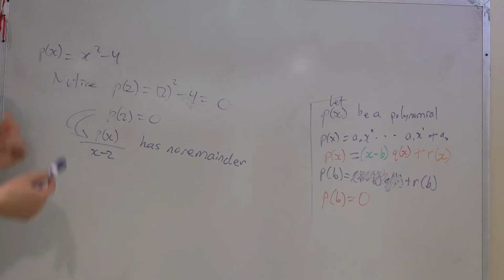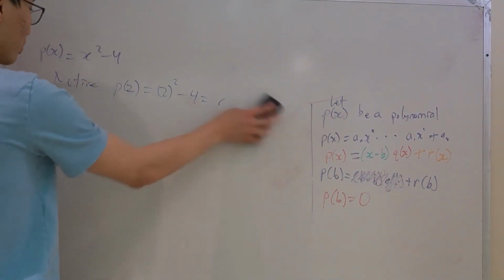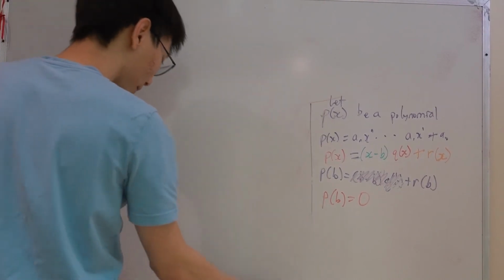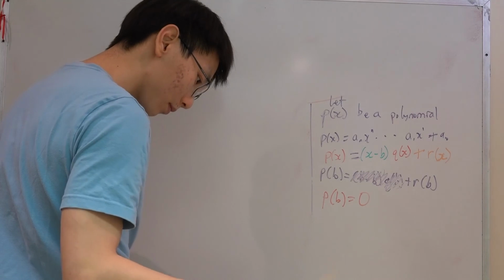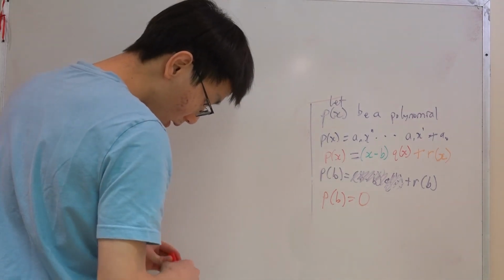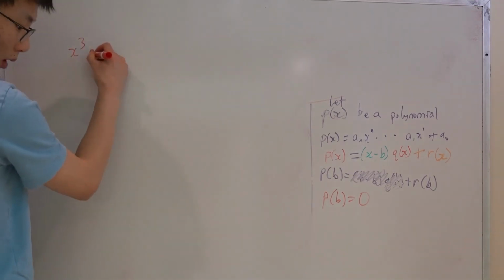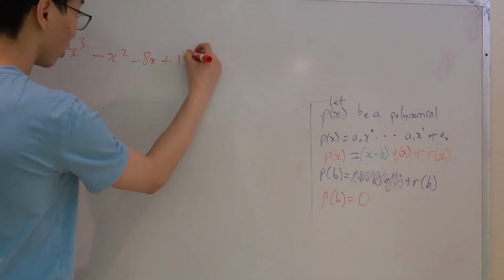Now this one was easy, right? This is a difference of squares. You didn't have to use any of this. You could have just used difference of squares. Let me show you an example where you can't use difference of squares, because you don't have the tools to be able to do it. My example, I wrote it down here. My example is x cubed minus x squared minus 8x plus 12.